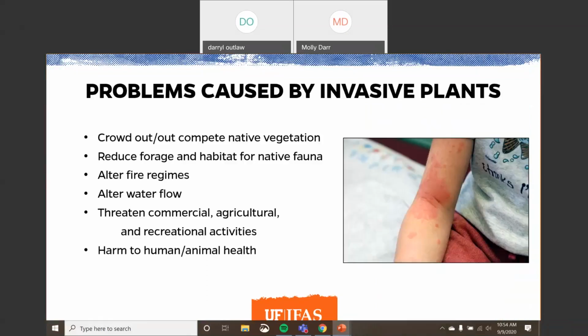Some of these invaders can actually cause harm to human or animal health. A lot of these invasive species can be allergenic to humans. As you can see, there's this nasty rash over on the right, which we'll talk about a little bit later. A lot of these species can also be extremely toxic to livestock and other animals.